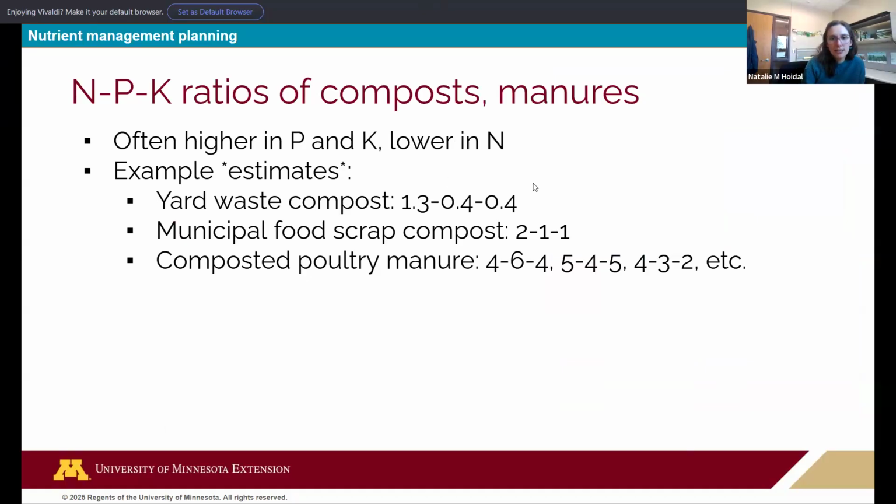So some example estimates that you'll remember, the synthetic one we looked at was a 10-10-10. Yard waste compost might be like a 1.3 to 0.4 to 0.4 or a 2-1-1. So the concentrations are much lower. And this is a little bit misleading because yard waste compost technically has more nitrogen than phosphorus and potassium, but most of that nitrogen is not going to be available for your plants to use because it's so bound up in organic matter.